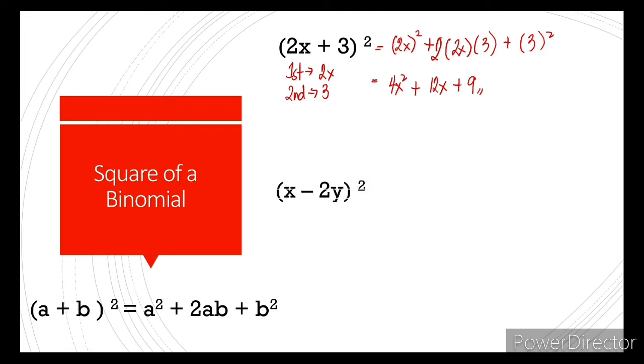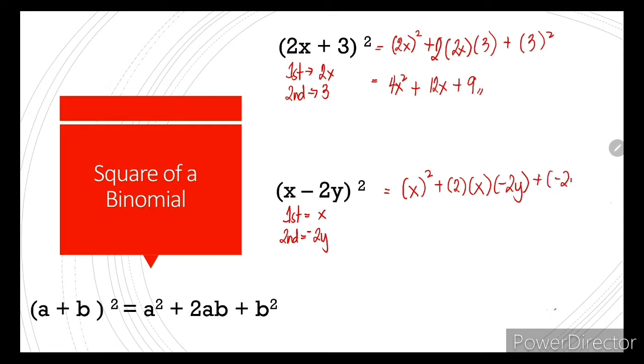Okay, sa panghalimbawa, we have quantity x minus 2y squared. So our first term is x and our second term is negative 2y. Okay, let us apply. Square muna ng first term which is x. So x squared, plus twice the product of the first term and the second term, plus the square of the second term. Okay, let us solve.